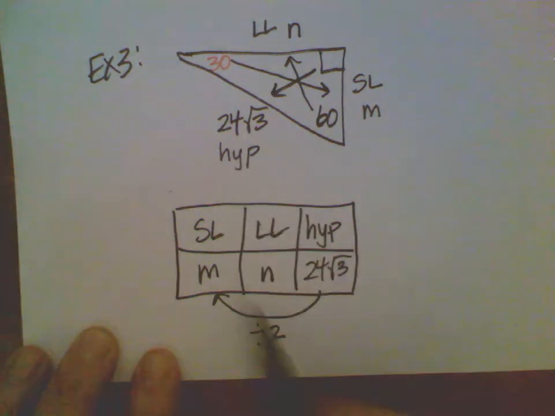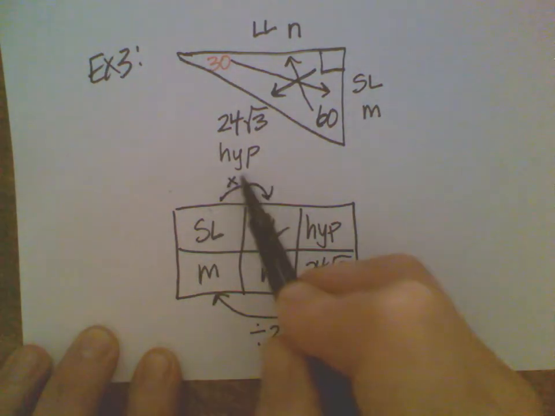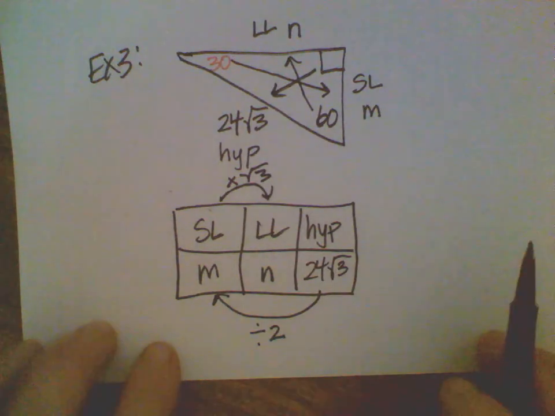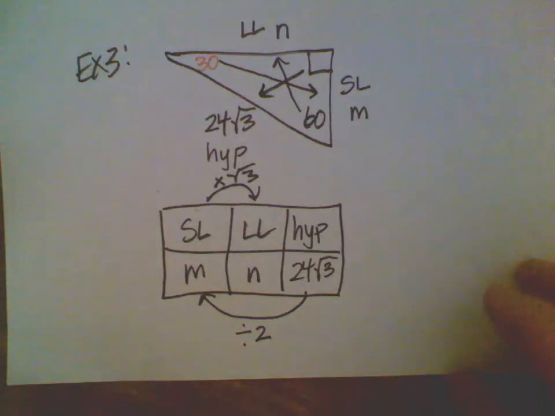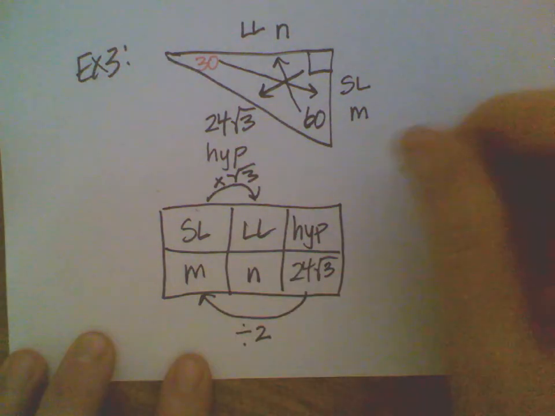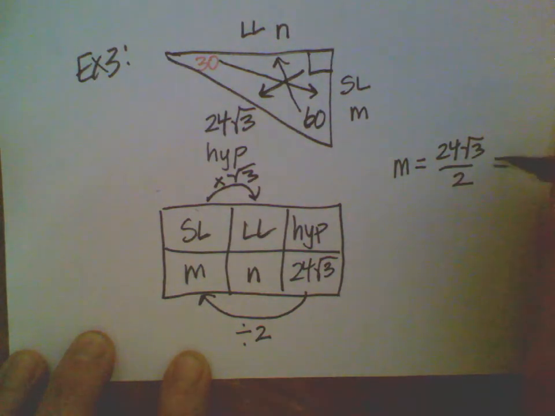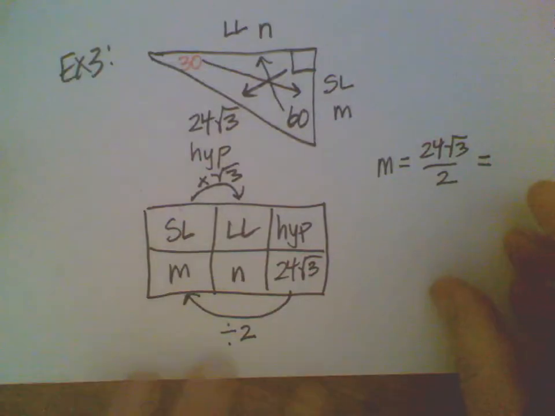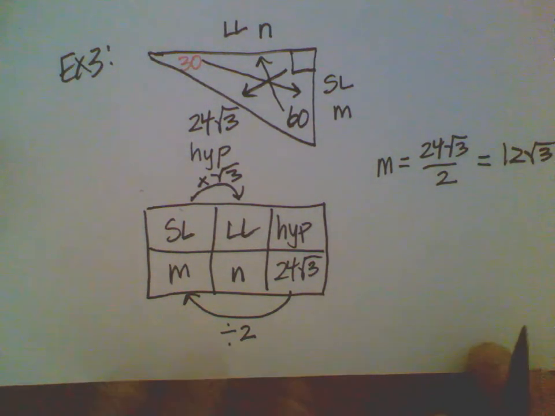And then I need to get from the short leg to the long leg, so that's going to be this one. I'll do times the square root of 3. So I'll start with getting the short leg first. I like to work with the short leg, so I'm going to do that one first. M is 24 times the square root of 3 divided by 2. I can reduce that, divide the top and the bottom both by 2, so I get 12 times the square root of 3. It's just reducing it like a fraction.